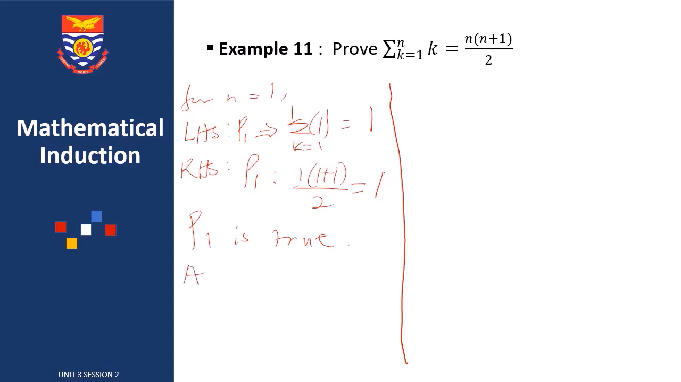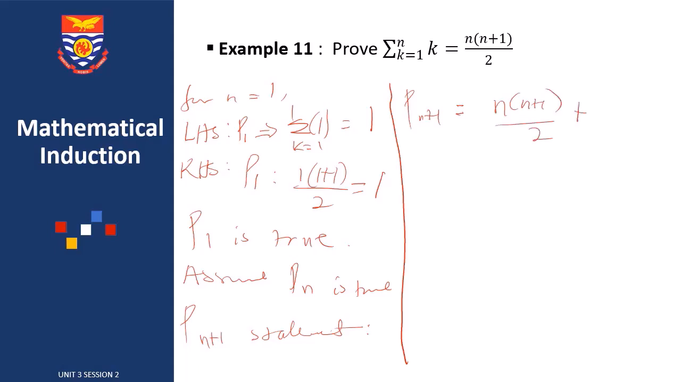Assuming Pn is true, if Pn is true, then what happens? We have the statement Pn plus 1. So you get Pn plus 1 equals the sum up to n, which is n times n plus 1 all over 2, plus your n plus 1.